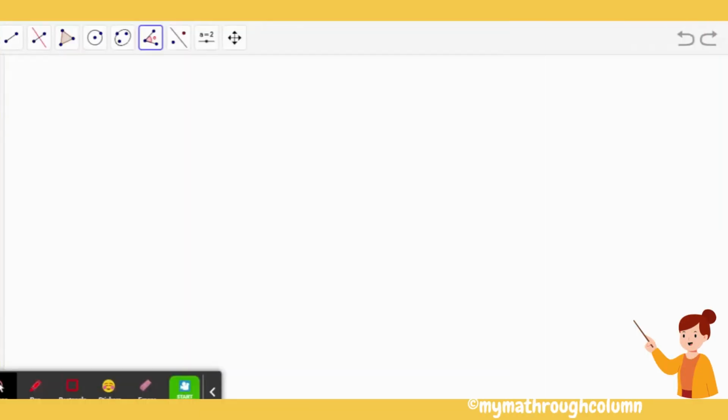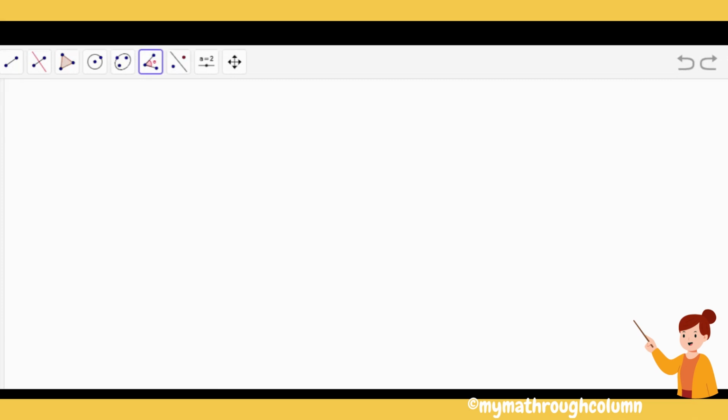Hello everyone. Today we will be constructing the perpendicular bisector of a line segment using a ruler and a compass. Well, this is the simplest of all the constructions we have done so far, and we have to only follow a few simple basic steps.